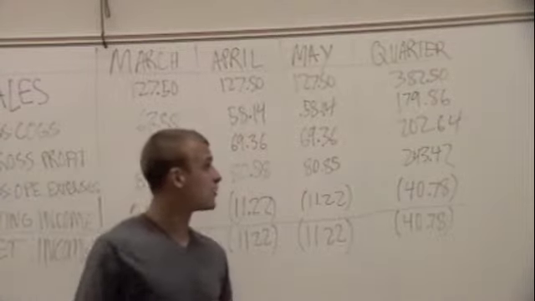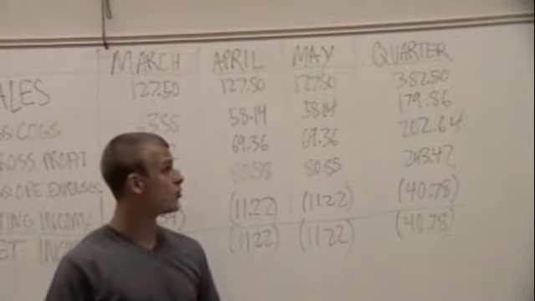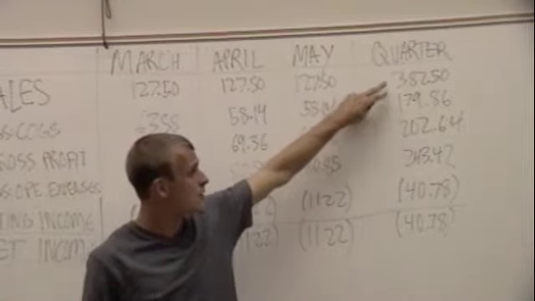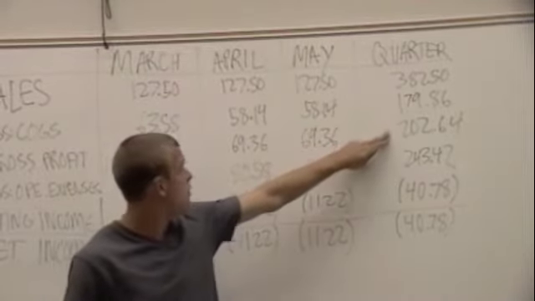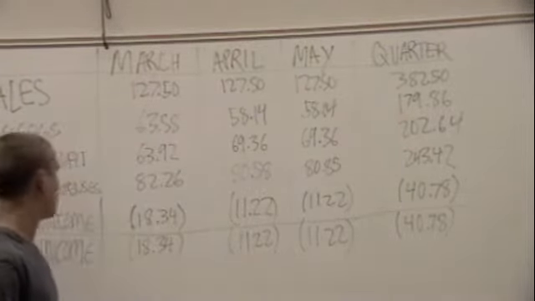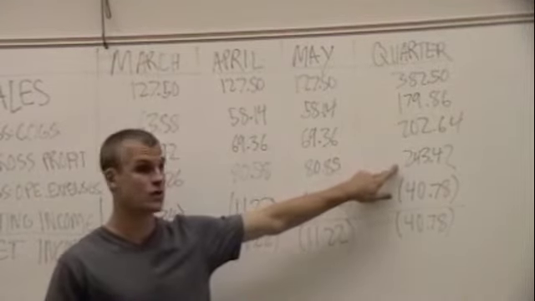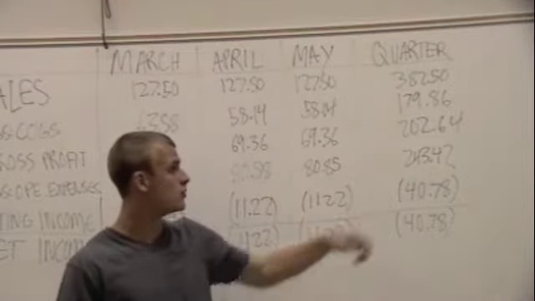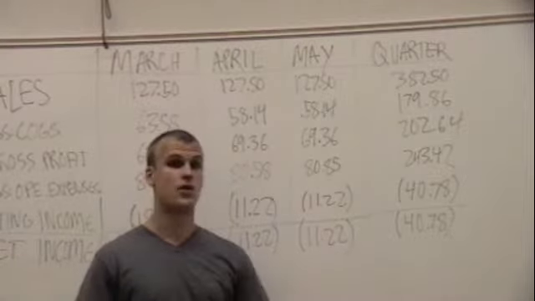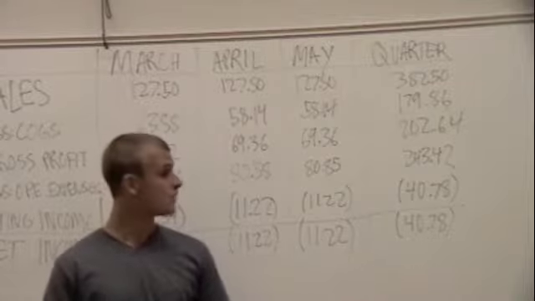All right, why don't we move on to our quarter figures now? So we had a total sales in 3 months of $382.50, and our cost of goods sold ended up being $179.86. So when you subtract the cost of goods sold, our total gross profit is $202.64. So then when you take into account the operating expenses, which were $243.42, you subtract that from the $202.64, we get an operating income of a negative $40.78, and then we have a loss of $40.78.